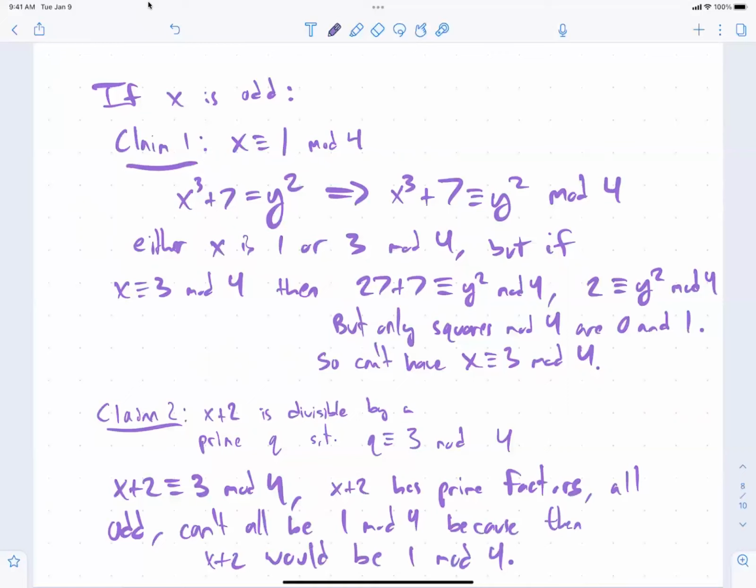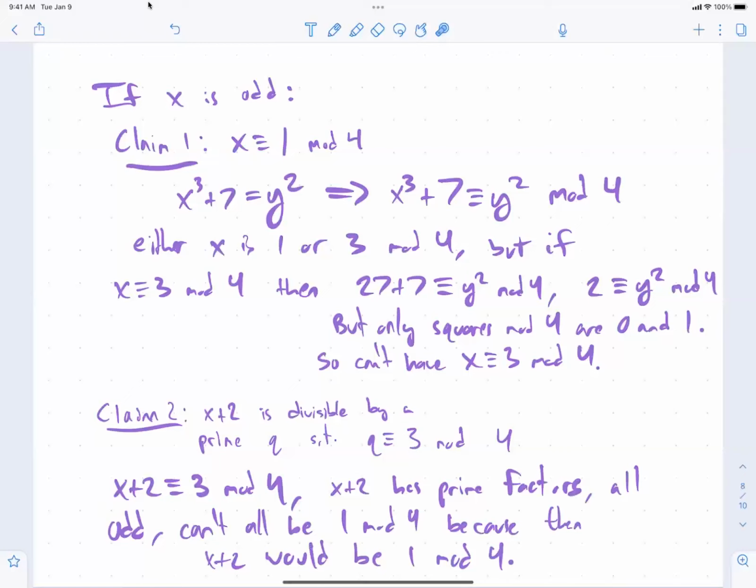And if I multiply together a bunch of prime numbers that are 1 mod 4, the result is still 1 mod 4. Okay, so I really deduced that since x plus 2 is congruent to 3 mod 4, I actually can do a little better. I can actually get a prime that divides x plus 2 that's congruent to 3 mod 4.